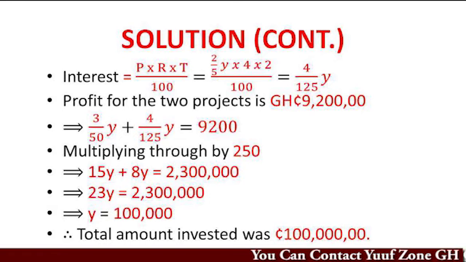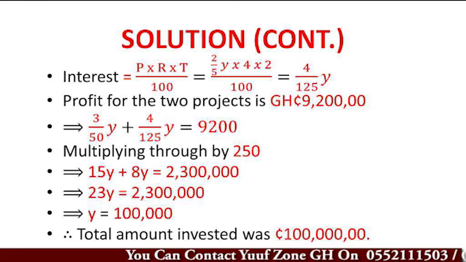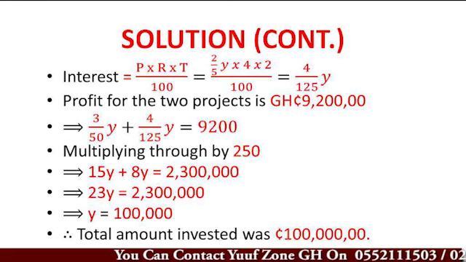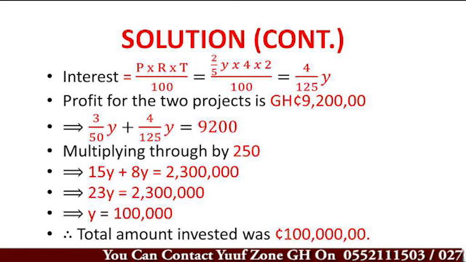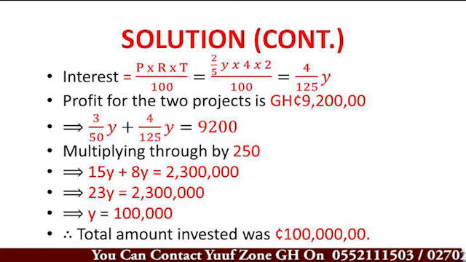Fine. So when you divide both sides by 23, 23 will cancel 23. And then 23 will go into 2,300,000, and you'll be left with 100,000. So when you divide 2,300,000 by 23, you should have 100,000 Ghana cedis. So your y is 100,000. So it means that the amount of money that the man invested into the 2 projects is 100,000 Ghana cedis.